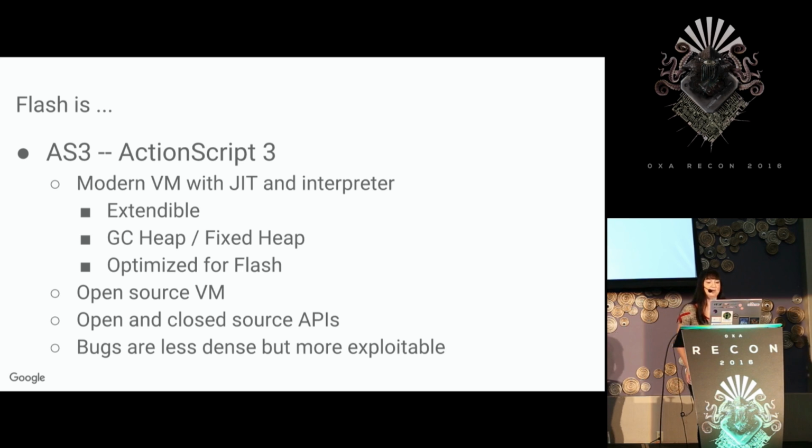There's open source and closed source APIs. So all the really common core Flash classes like array and vector and that sort of thing, they're open source. And then there's some proprietary APIs, things like bitmap filtering that are proprietary to Adobe. And I'd say in AS3, bugs are less dense but more exploitable. It's harder to find bugs because it's better designed, but if you do find one, you have tons and tons of features you can use for exploitation.